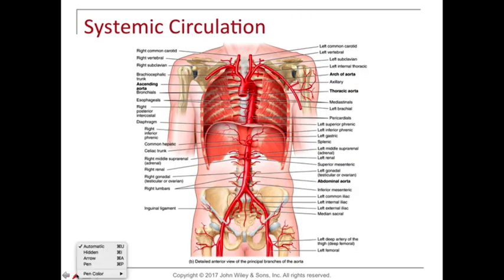So here's the arch of the aorta, right here. And then you can see brachiocephalic trunk, we'll call that number one. Left common carotid, number two. Left subclavian, number three. Those are the three main branches that come off the arch of the aorta.